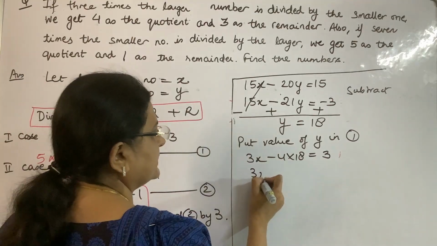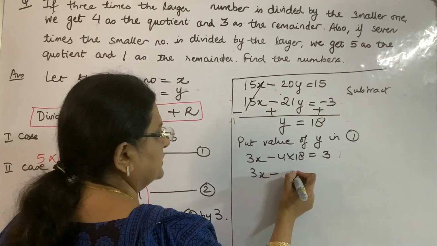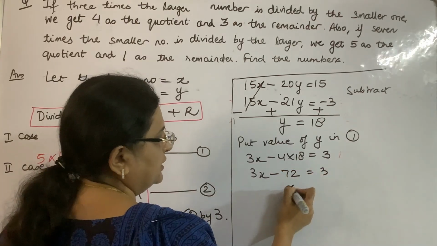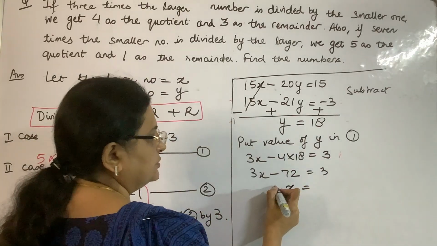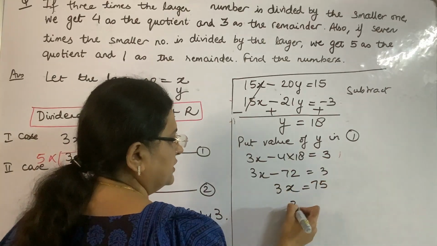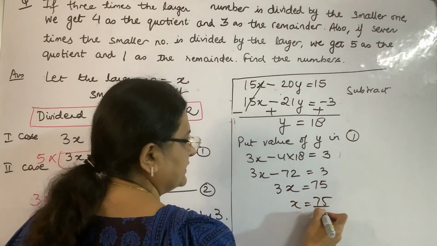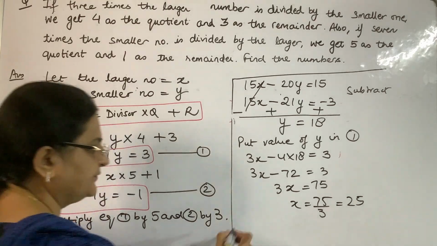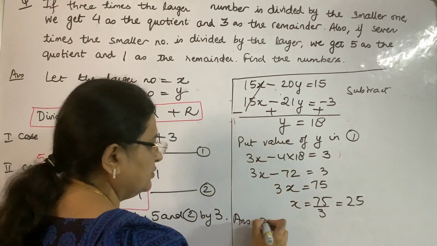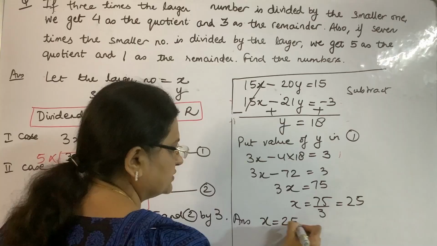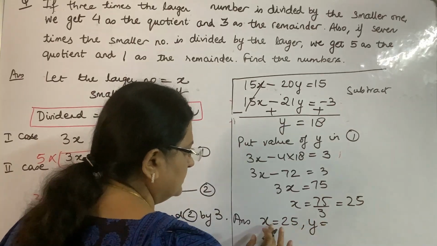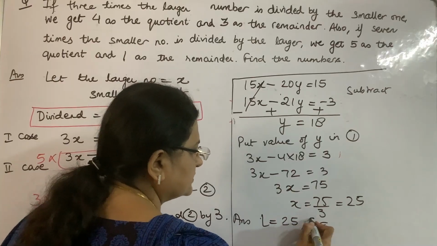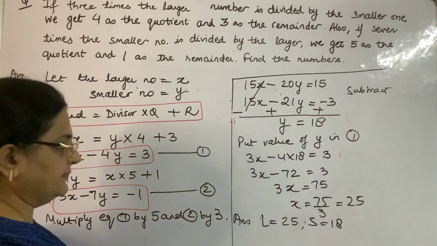Substitute and find the values. So this is 3x minus 72 is equal to 3. Take it to the other side. So 3x is equal to 75, and x will be equal to 75 upon 3, which is equal to 25. So what is the answer you have? The larger number is 25 and the smaller is 18.